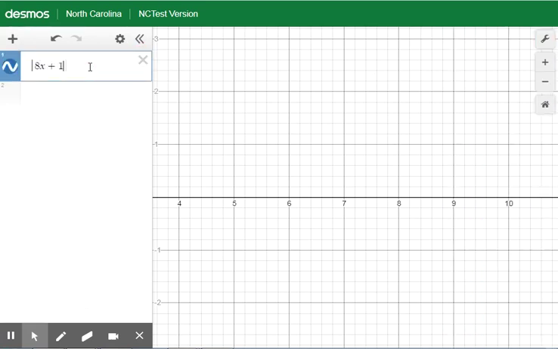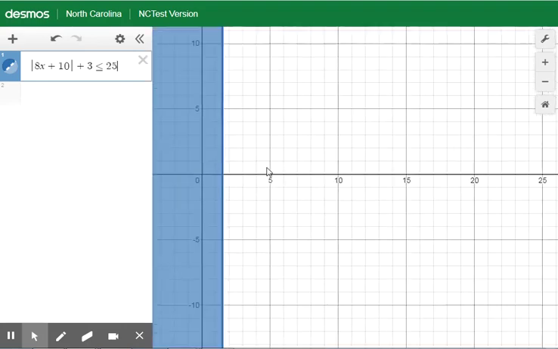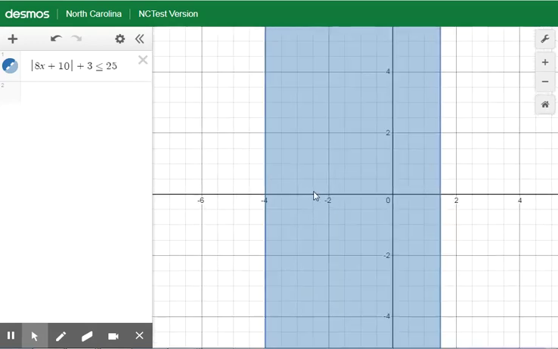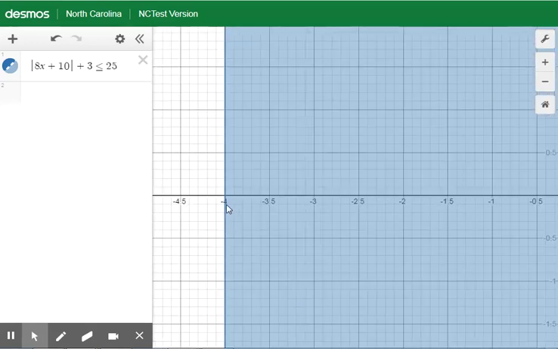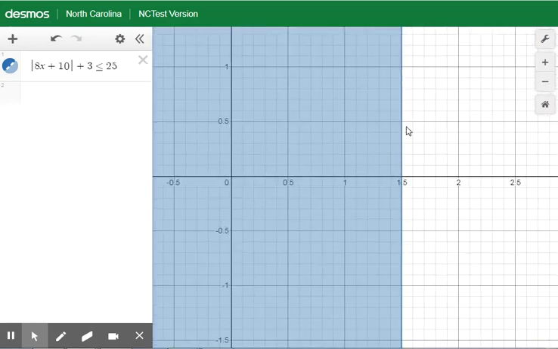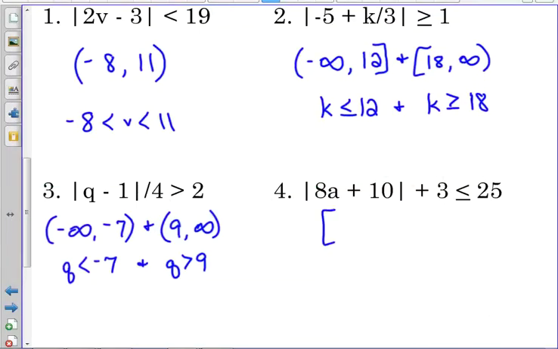Absolute value 8x plus 10 plus 3 is less than or equal to 25. I zoom out, okay, I got one interval. So let's see here, what are our numbers? We've got -4 over here and 1.5 on the other side. So it is equal to, so we got brackets, -4. I usually don't like decimals, but since we're using the technology, I'm okay with that in this case. -4 to 1.5. In inequality form, that would be -4 is less than or equal to A, which is less than or equal to 1.5. We've got one interval, then there is one inequality, not two. It's between those two numbers.